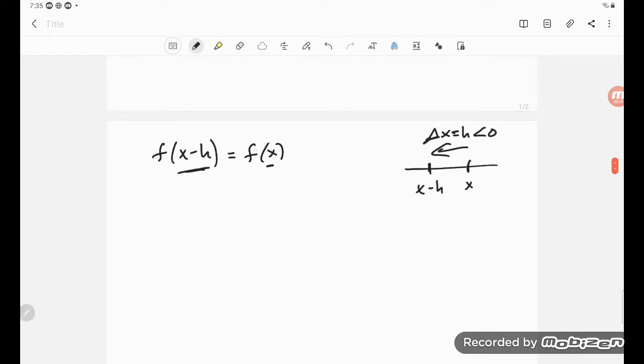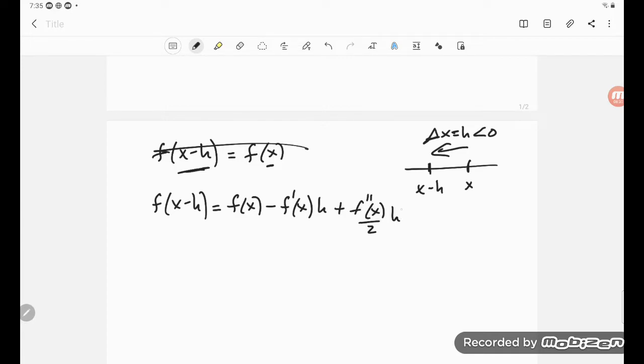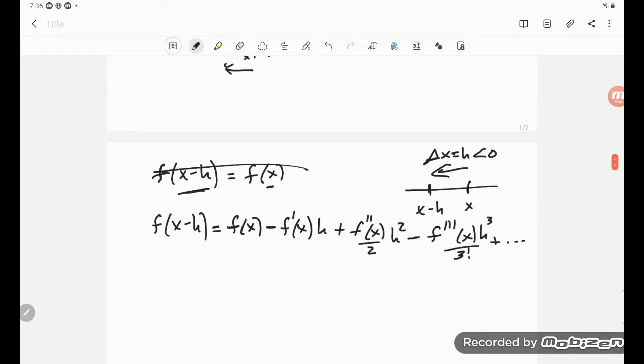So let me start that over. F of x minus h, f of x, but then minus f prime of x times h, plus, because we'll get an h squared, so, or minus h squared, so then f double prime of x over 2h squared, and then a minus f triple prime of x h cubed over 3 factorial, and it'll keep going on. Okay, so we have that.